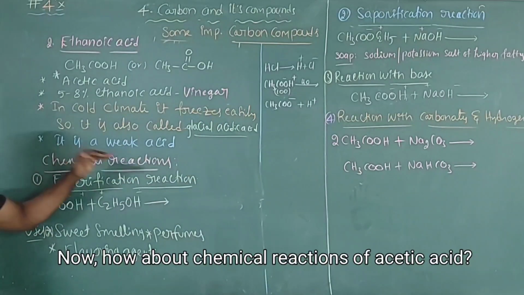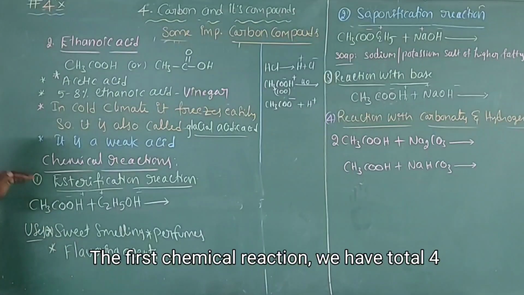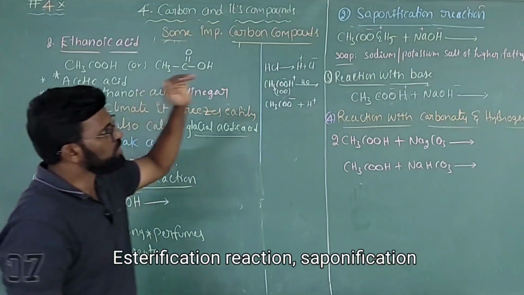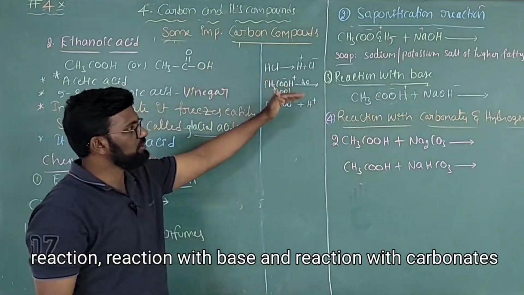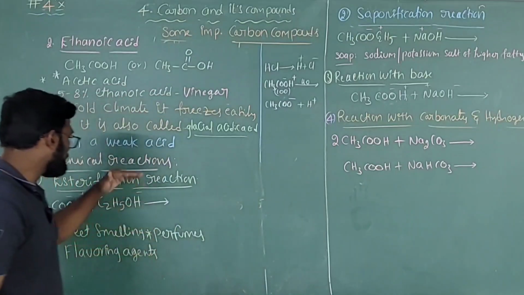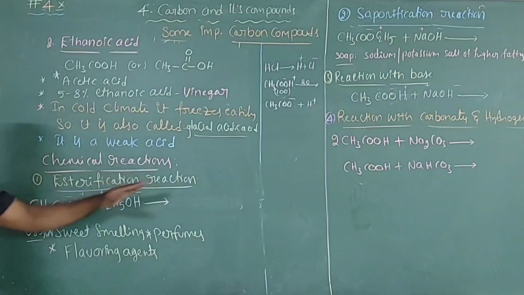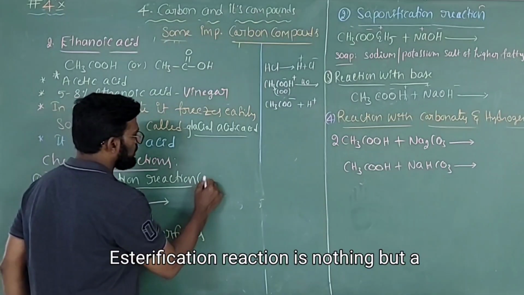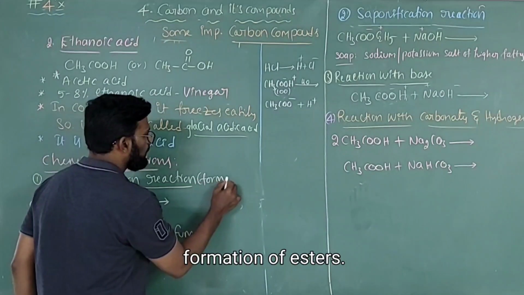Now come to chemical reactions of acetic acid. We have a total of 4 chemical reactions given in our textbook: esterification reaction, saponification reaction, reaction with base, and reaction with carbonates and hydrogen carbonates. First, let's start with the esterification reaction. Esterification reaction is nothing but the formation of esters.